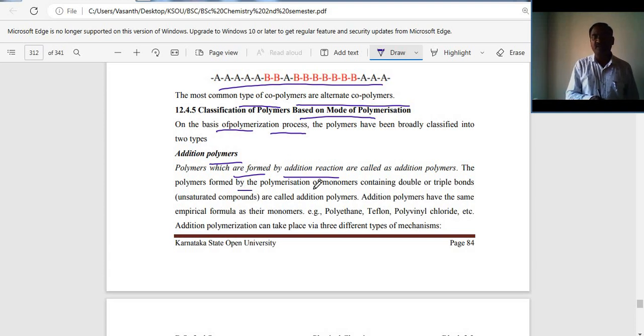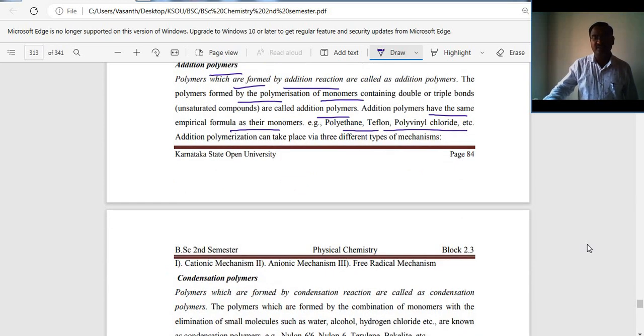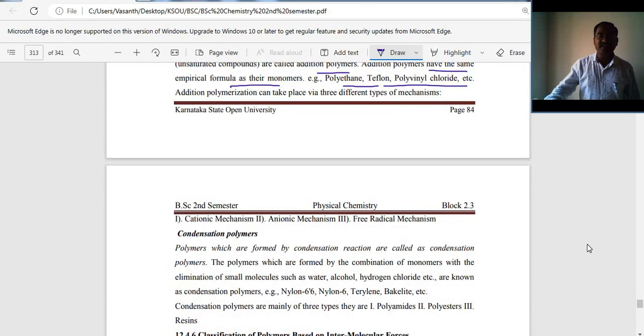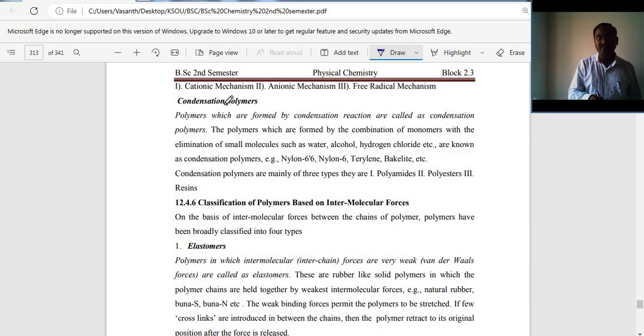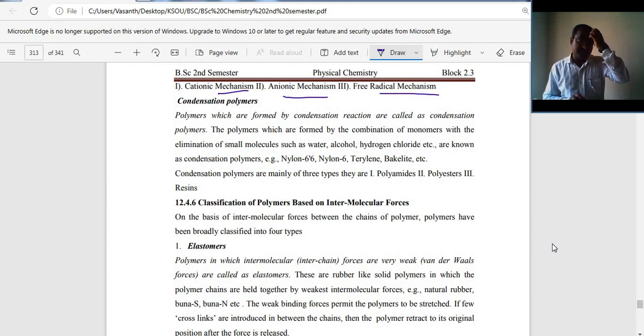The polymers formed by addition of monomers containing double bond or triple bond are called addition polymers. Addition polymers have the same empirical formula as their monomers. Examples: polythene, Teflon, polyvinyl chloride, etc. Addition polymers are classified into cationic mechanism, anionic mechanism and free radical mechanism.